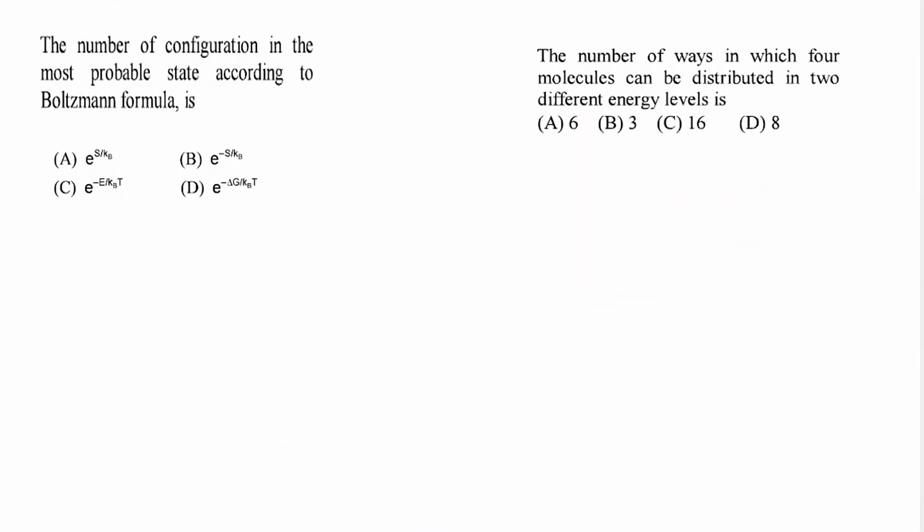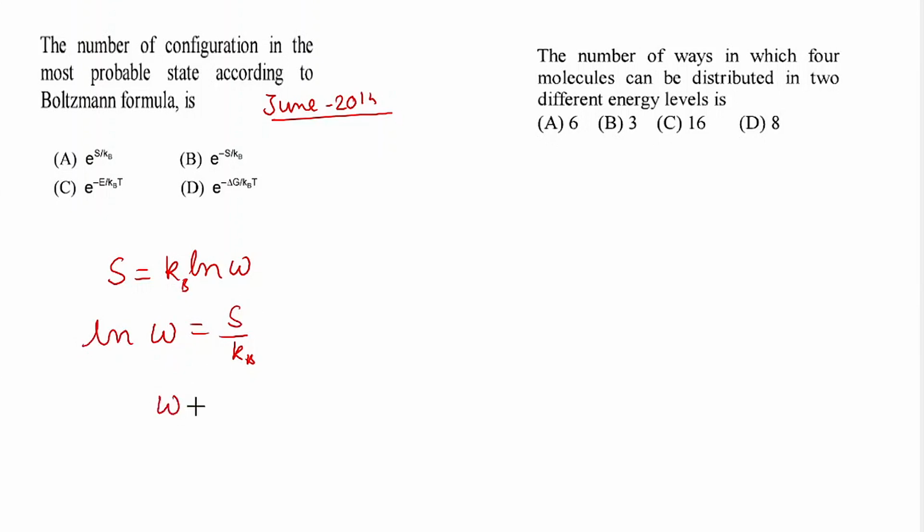Moving on to the next one. I think this was asked in June 2014, and it is also very simple. We have to calculate the number of configurations in the most probable state according to the Boltzmann formula. The Boltzmann formula is S equal to kB ln W, and we have to find the value of W. So ln W is S by kB, and W will be e raised to S by kB. So e raised to S by kB is the correct answer.